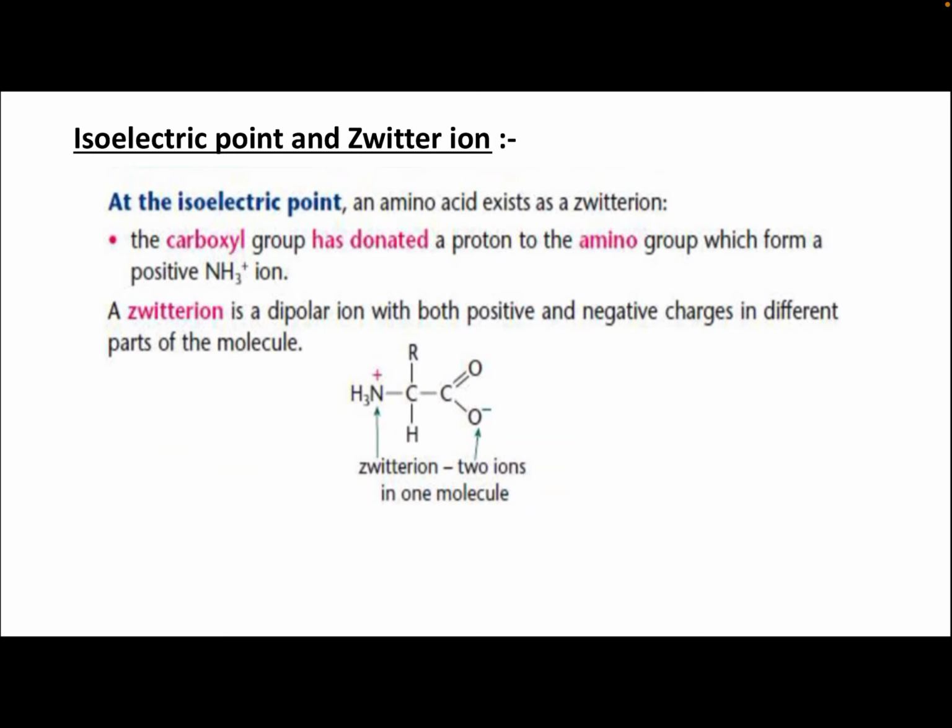Then isoelectric point and zwitterion, how will you relate it? At the isoelectric point an amino acid exists as a zwitterion. So when the amino acid is at its isoelectric point, why does it have 0 charge? Because it is existing as a zwitterion. So positive and negative charges are there, and the net charge is 0. The carboxylic group has donated a proton to the amino group, which forms a positive NH3+ ion. A zwitterion is a dipolar ion, with positive and negative charges on different parts of the molecule. So at the isoelectric point the amino acid exists as a zwitterion.